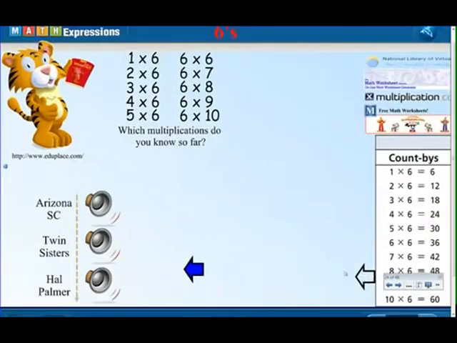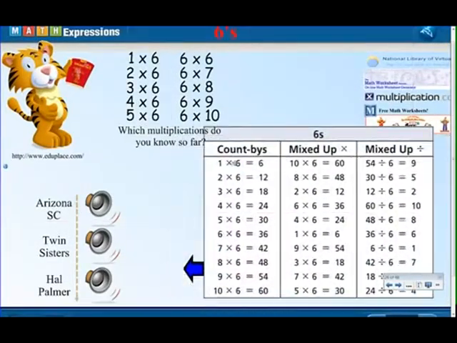Practicing our 6s. Let's practice our 6 count bys. 1 times 6 equals 6. 2 times 6 equals 12. Let's do it with twin sisters. You can learn to multiply by starting really slow. Practice each and every day and all the facts you know.